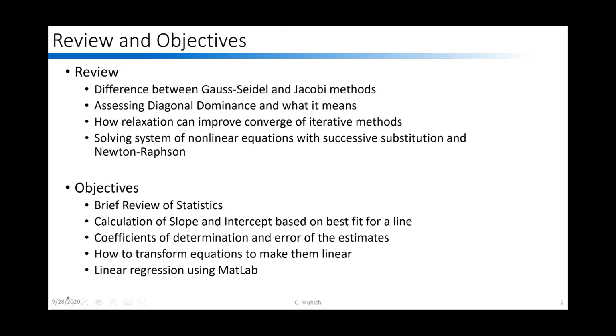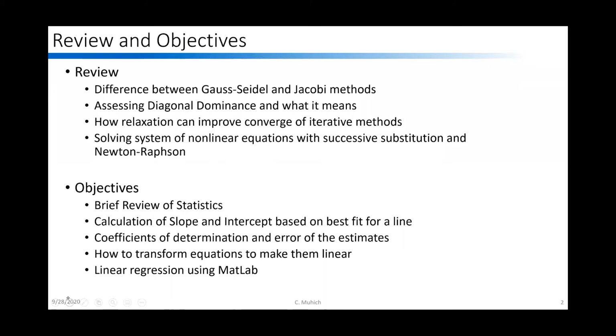Just as a review, last time we finished up with simultaneous equations, talking about Gauss-Seidel-Jacobi methods, how we can assess how diagonal dominance will tell us if we are going to get a convergent solution, and how relaxation can improve convergence of iterative methods. And then we solved non-linear equations using successive substitution and the Newton-Raphson method.